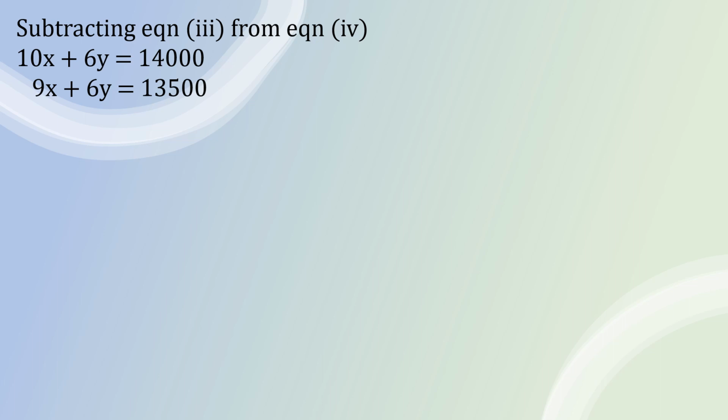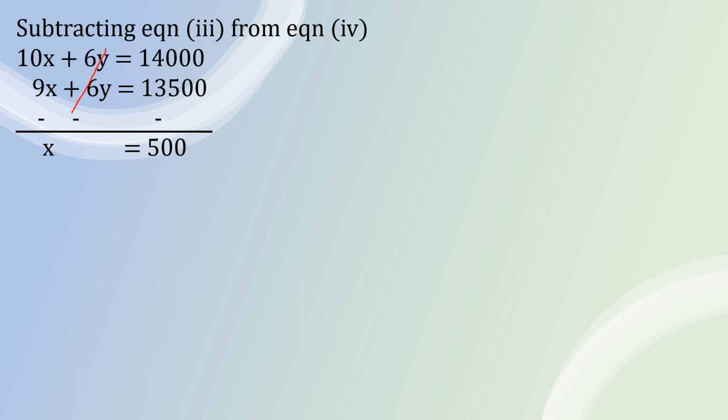As you are applying the subtracting operation, the sign will change. So the second equation's sign changes. It will become minus 9x minus 6y minus 13,500. So you'll see, students, this will cancel. That is, 6y and minus 6y will cancel. So you'll solve 10x minus 9x, so you'll get x equal to 14,000 minus 13,500. You'll get 500. So you got the value for the x variable, that is 500.